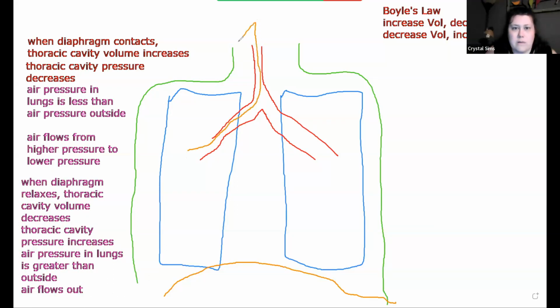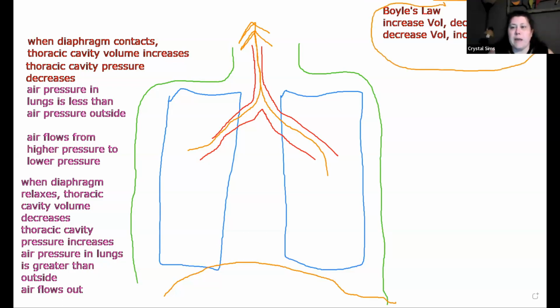So now air flows out of the lungs. So that's expiration. So this entire process is governed by Boyle's law. And it all has to do with what the diaphragm is doing down here. If it's contracting, air can flow in. If it's relaxing, air is going to flow out.